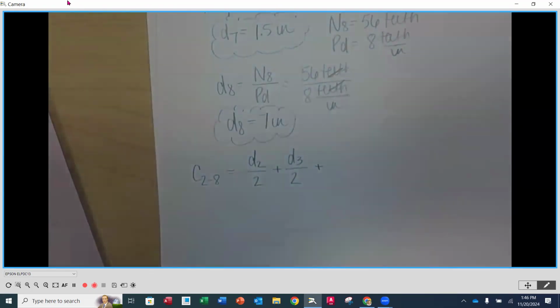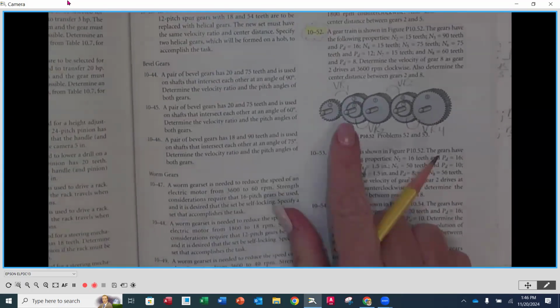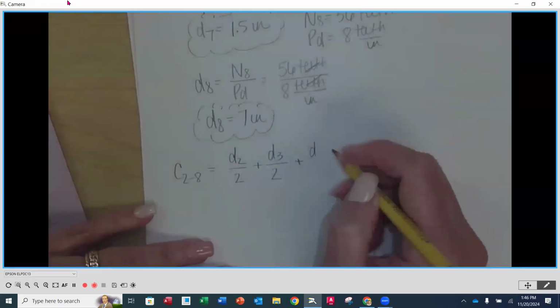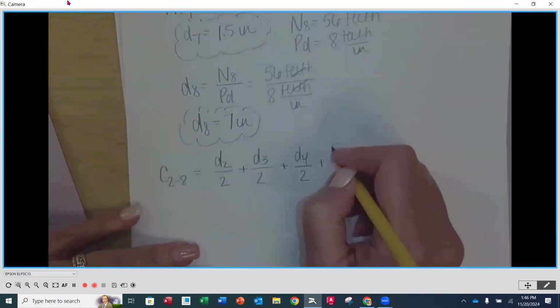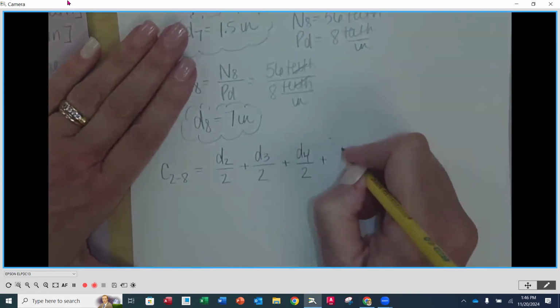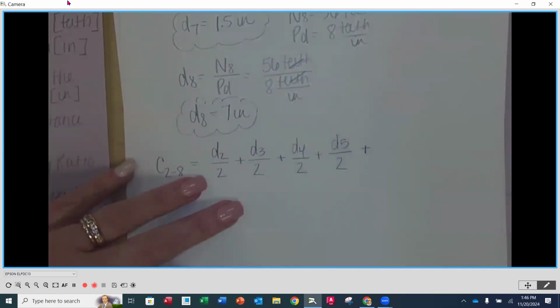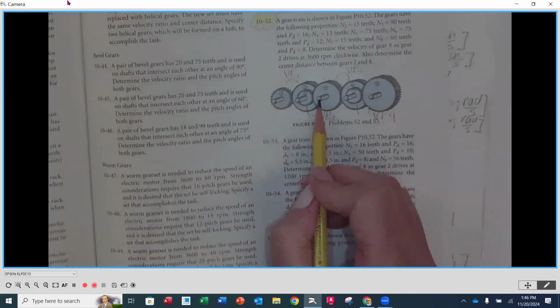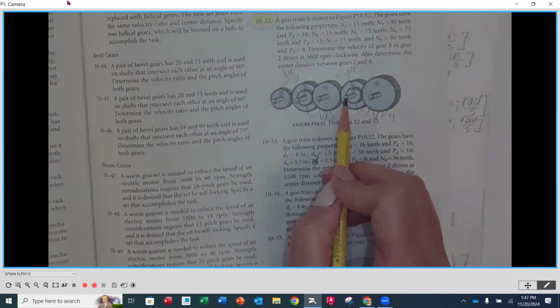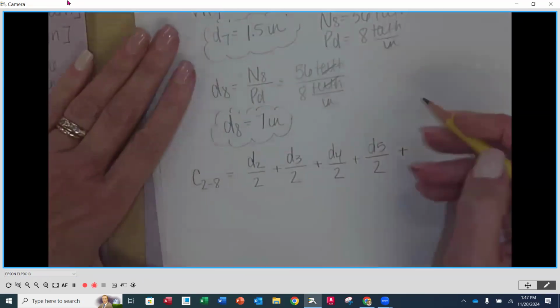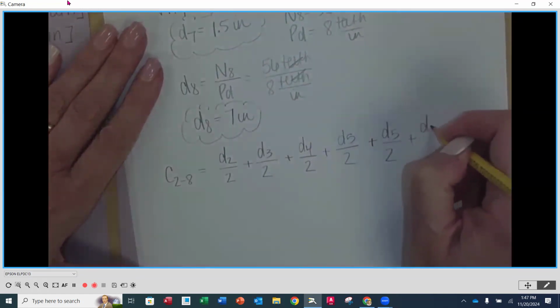Now, from the center of gear number 4 to the center of gear number 5, it's going to be the radius of 4 and the radius of 5, right? So we're going to take D4 divided by 2 plus D5 divided by 2. Now we're going to go from the center of where gear number 5 is, to the center of our next shaft, which is going to be the radius of number 5 plus the radius of number 6. So it's going to be D5 divided by 2 plus D6 divided by 2.